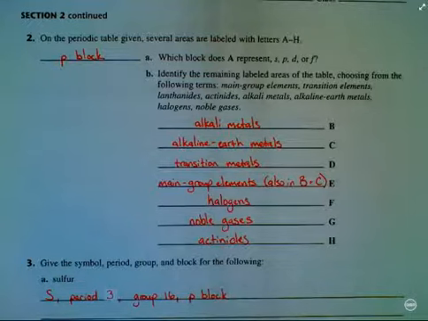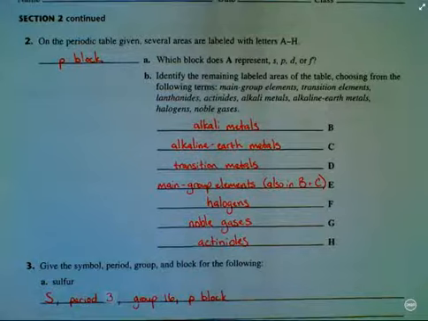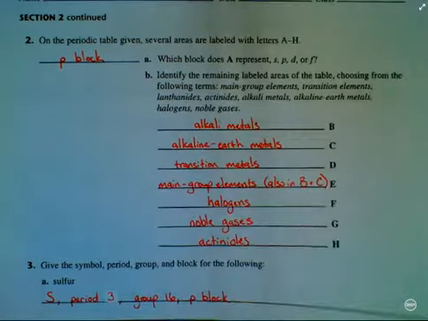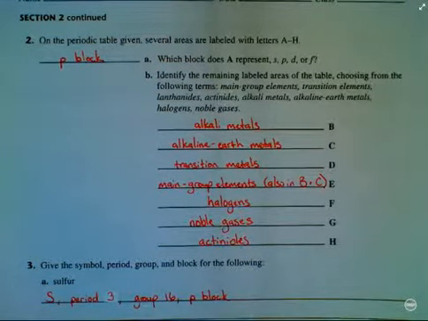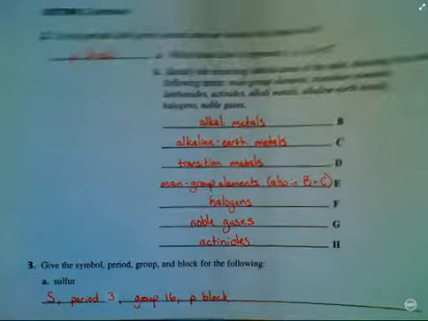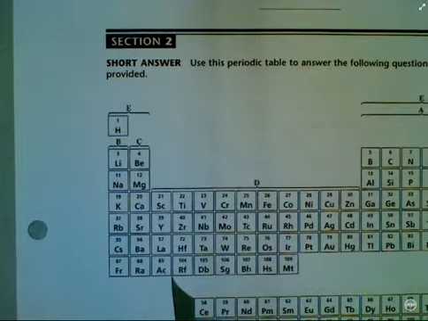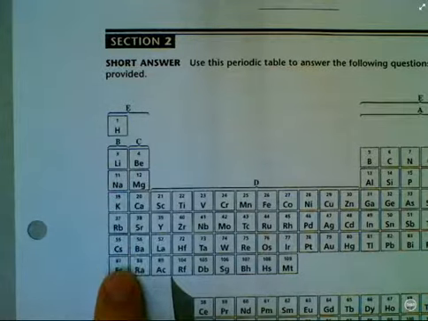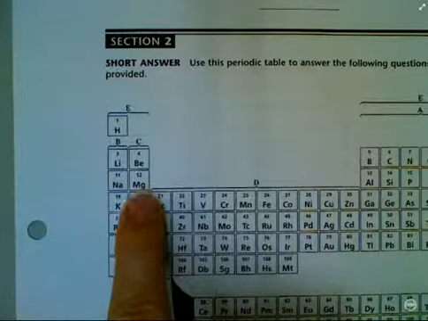Identify the remaining labeled areas on the periodic table, choosing from the following terms: main group elements, transition elements, lanthanides, actinides, alkali metals, alkaline earth metals, halogens, and noble gases. So, looking at B, C, D, E, F, G, and H. All right, so here we go. B, alkali metals. C, alkaline earth metals.